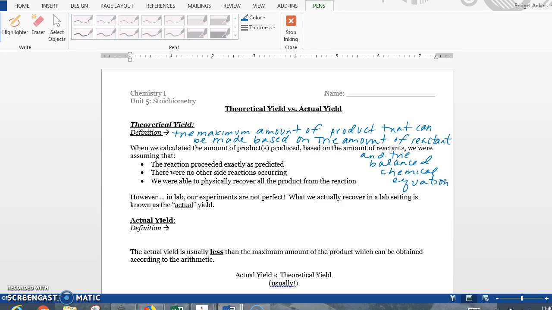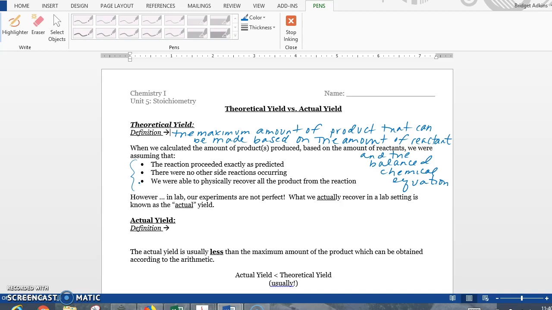Now usually we don't get as much as the recipe says. And there's lots of different reasons for that. I've listed a couple here. If you think about the stoichiometry lab that we did, where you took copper sulfate and reacted it with zinc and recovered the copper, most of you did not get exactly how much you thought you were going to get. So there's lots of different reasons.